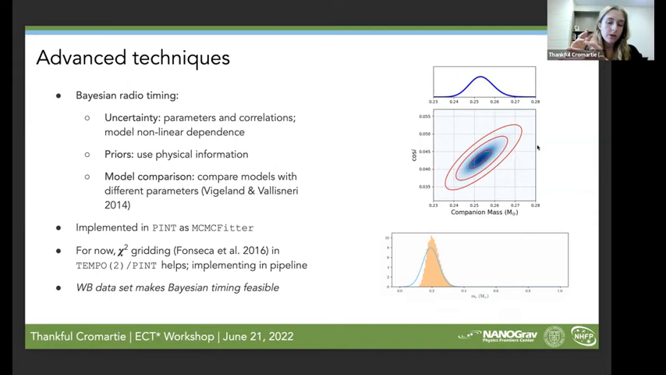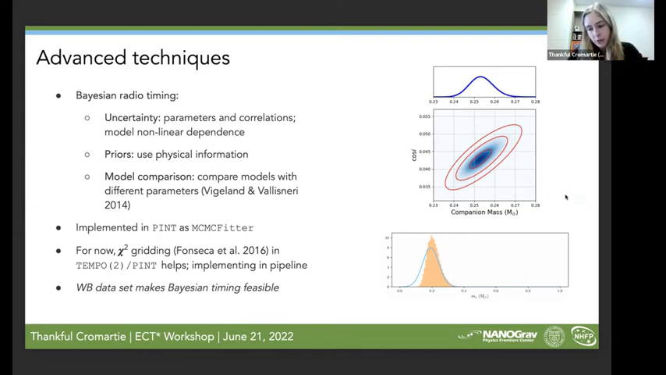So the Bayesian timing is implemented in this new PINT package as MCMC fitter, for those of you who are interested. And so we are working on integrating kind of a step in the pipeline for certain pulsars where we want to get this more complex modeling done as part of our normal timing scheme. So right now, there's also this Fonseca et al. 2016 style chi-squared gridding. So gridding over the inclination angle and companion mass for Shapiro delay parameters in order to get a better measurement of the pulsar mass. So the chi-squared gridding is also going to be incorporated into the pipeline.